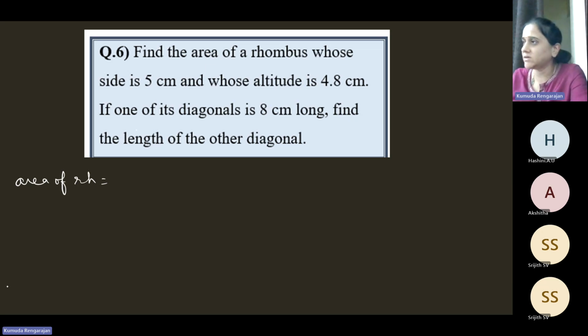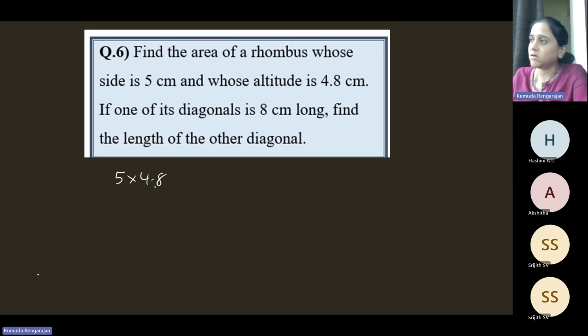The side of the rhombus is the base of the rhombus. So side is 5, that means the base is 5. So first, area is base into height, so 5 into 4.8. Centimeter square. This is the area.